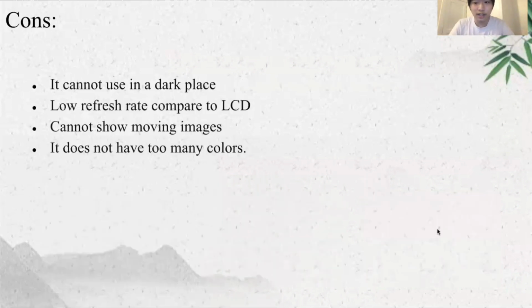The cons of the e-reader display: it cannot be used in a dark place because the e-reader display requires light to work. It also has a low reflection rate compared to LCDs, which is why the image quality of the e-reader is lower. Also, it cannot show moving images, which is also a technical issue of the e-reader display. And the e-reader display right now only has black, white, and pink, three colors, and there are not many colors for e-reader displays.